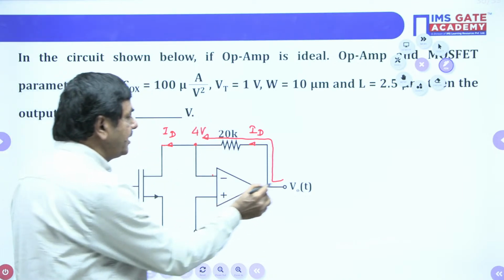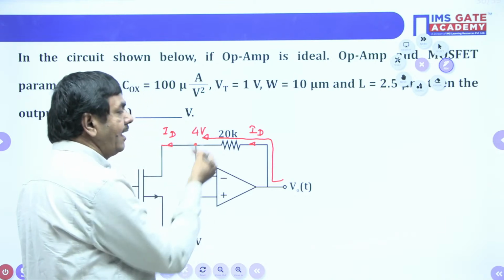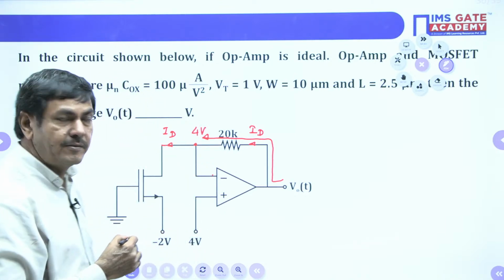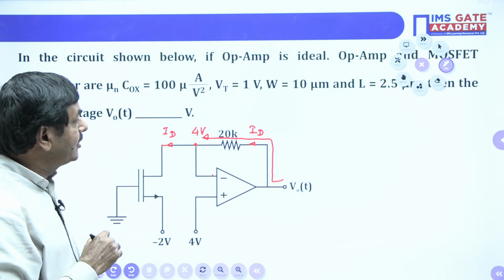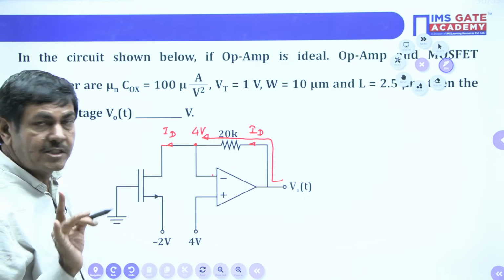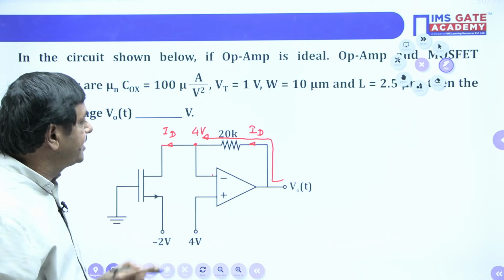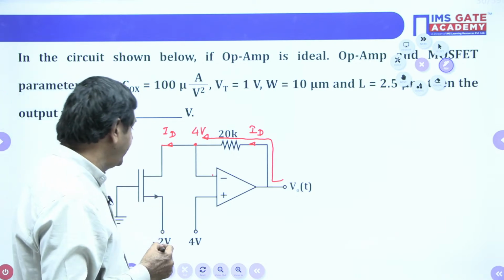That means from here to here I can apply the KVL. I can determine the V0 value directly now. But here the unknown value is ID. Once we know the ID value, we can determine V0 of t. So how to find that ID?